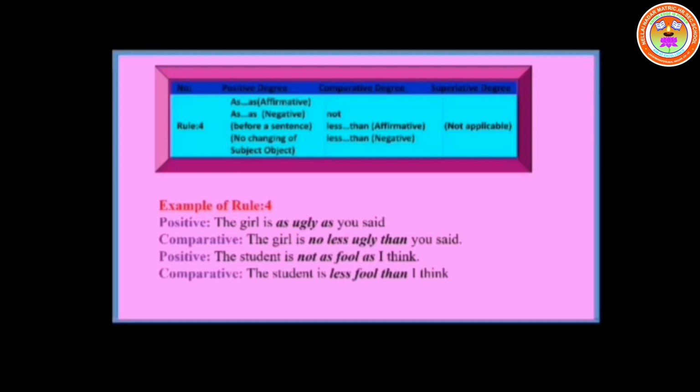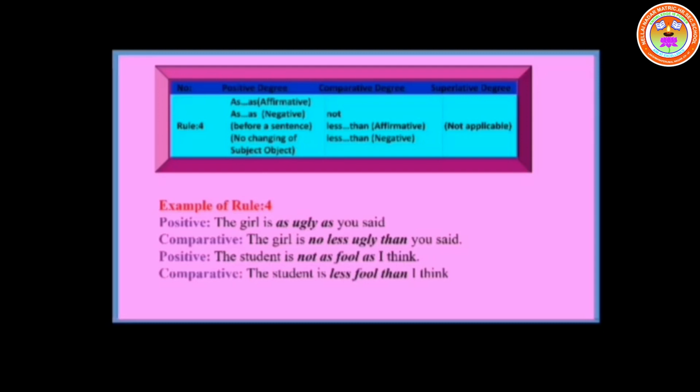Next one, the positive degree is: the student is not as fool as I think. They are given the positive degree in negative. How is it changed? It is changed to an affirmative sentence: the student is less fool than I think. In the first case, you have seen the affirmative sentence has changed to negative statements in the comparative degree. As you do many exercises, you will understand it better.